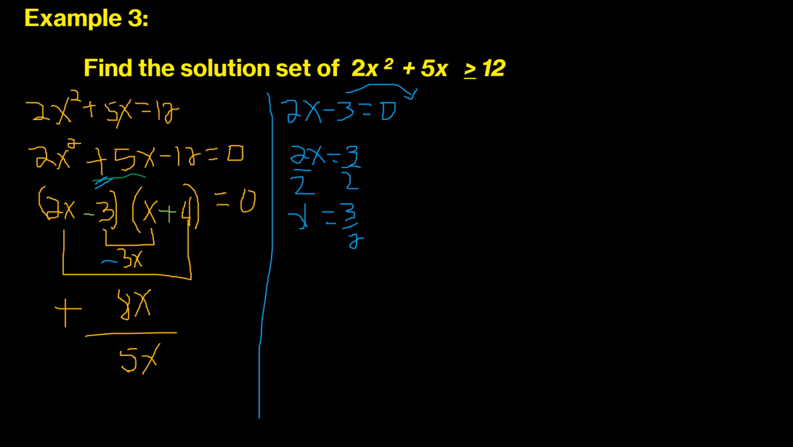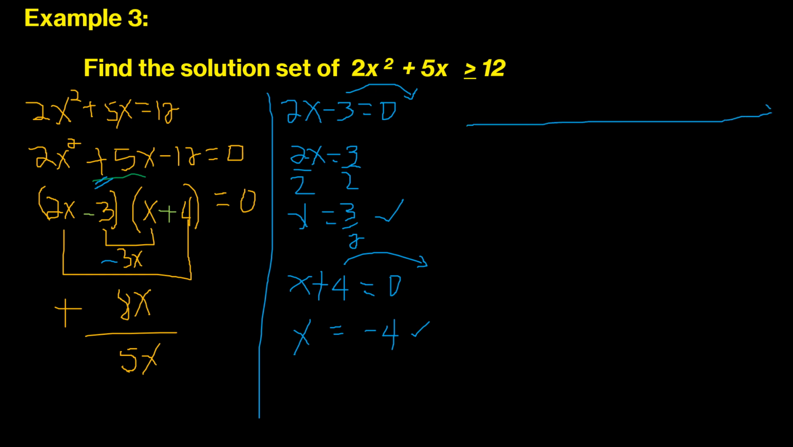And the other factor, we have x plus 4 is equal to 0. Again, transposing 4 to the other side, we have x equals negative 4. So the boundaries are 3 halves and negative 4. So in a number line, labeling parts of our number line based on our boundaries, the first boundary is negative 4.